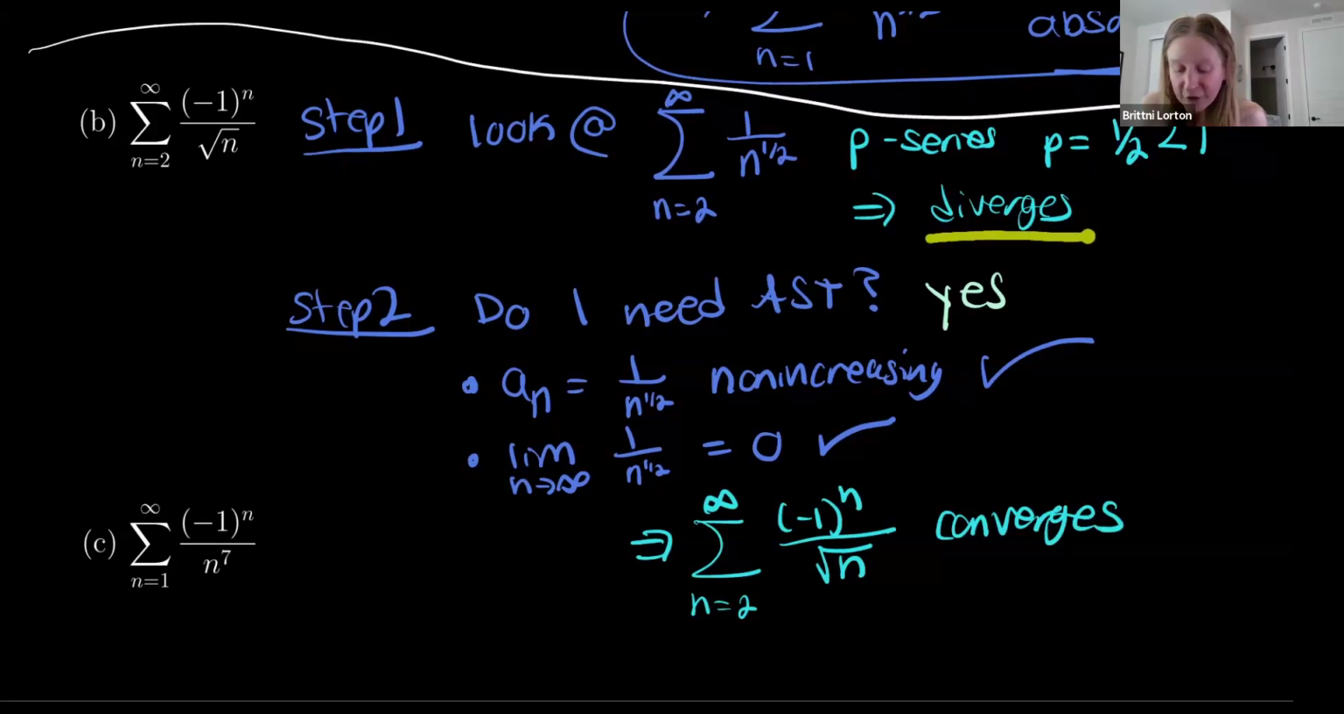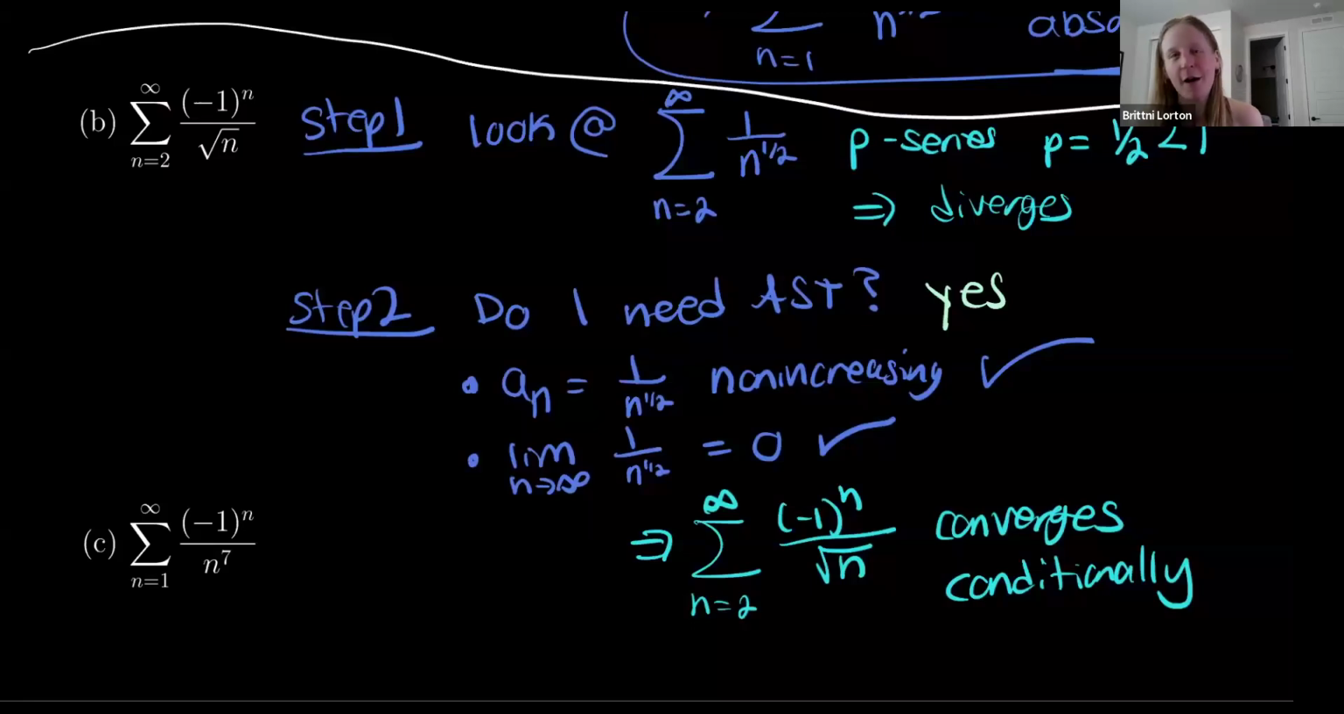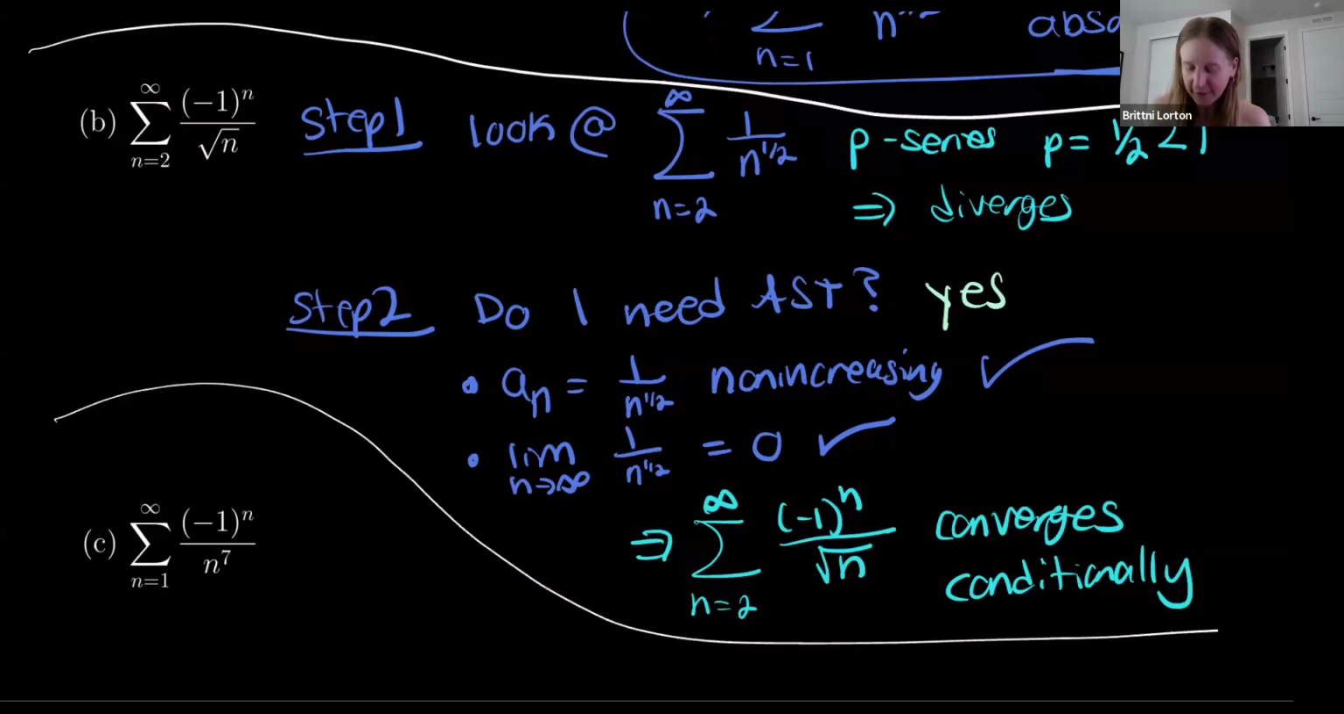But it diverged without the negative, which means that this converges conditionally. It only barely converged. I don't know if that's really the right mathematical term, but that's the way you can think about it. It only barely converges. Or conditionally. It was conditional upon that alternating piece. Cool. All right, let's do another one.